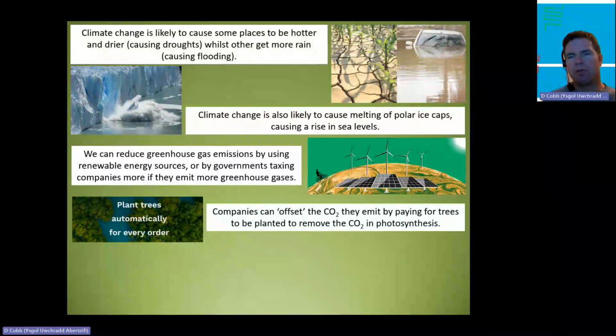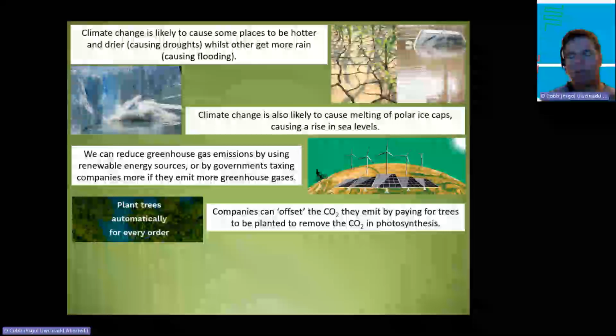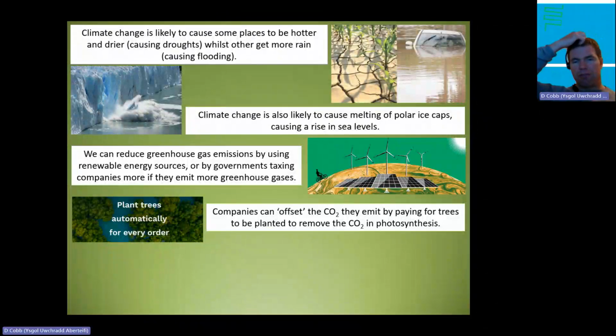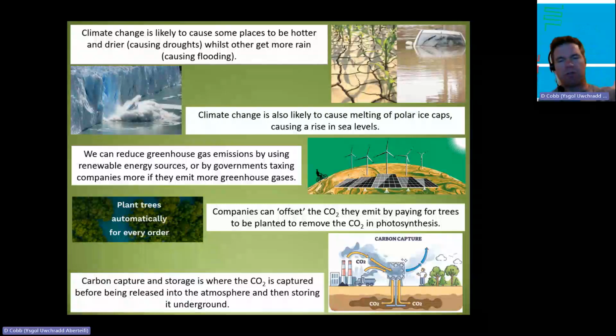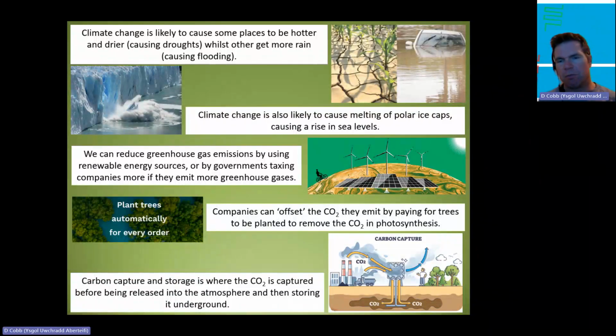I think customers will often do that to make themselves feel better about flying places and contributing to CO2 emissions. They can pay for trees to be planted. And the other thing that can be done is you can use carbon capture and storage. So where CO2 is captured, say by a power station, as CO2 is being emitted, at that point, technology is used to capture that CO2 and to store it underground, and so it's not released into the atmosphere.